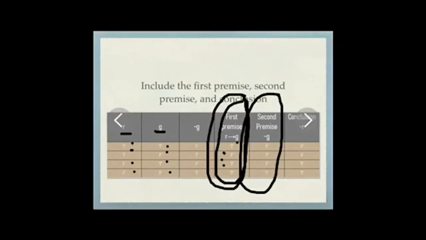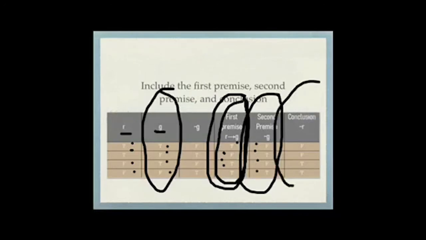So the second premise is not G. So just negate the G. So G is true, not G is false. G is false, not G is true.